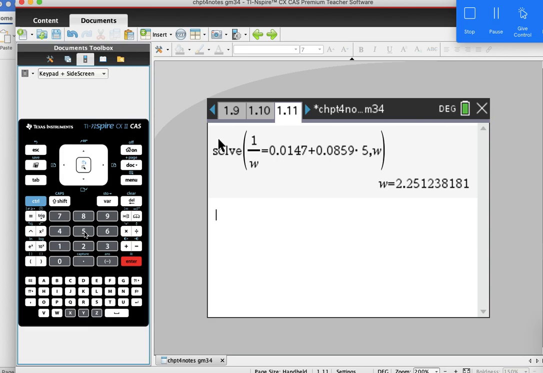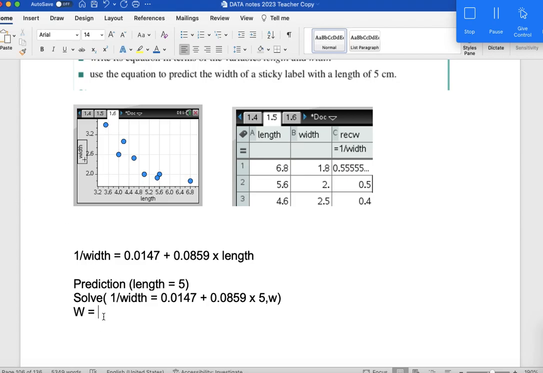Does that make sense looking at our data? Does that look good? If we look at the lengths, when there was a length of around 5, was it 2-ish? Yeah, so that looks good. So it's a width of 2.25. Okay. Let me stop this video.